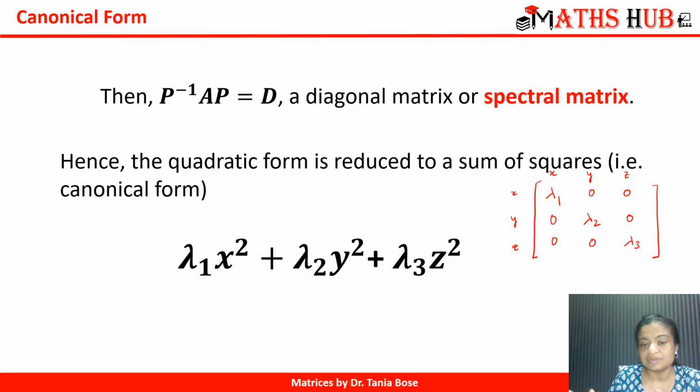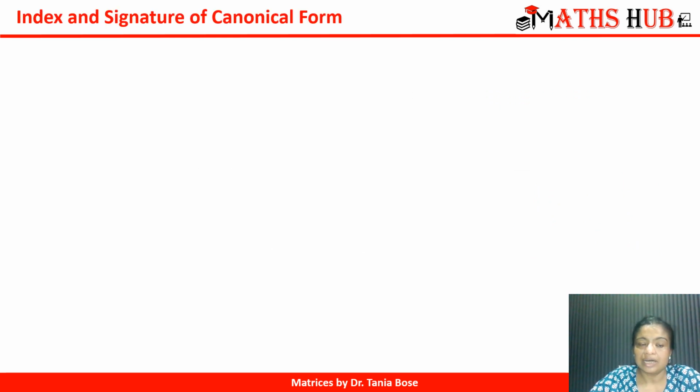What is the difference between a quadratic form and a canonical form? In a quadratic form, you have mixed terms xy, yz, zx. But in a canonical form, you only have pure terms: only x squared, y squared and z squared. The rest of the terms become 0. So the question is, how do you reduce a quadratic form to a canonical form? This is the same as we did in the diagonalization process. Now, what are the terms index and signature corresponding to a canonical form?